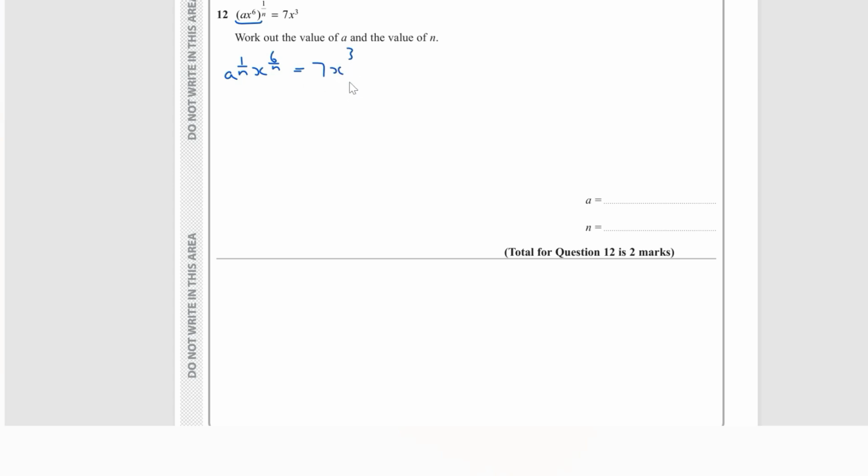Now these two equal each other, which means that a to the power of 1 over n equals 7, as this is the number in front of x. And it also means that x to the power of 6 over n equals x to the power of 3. We can see that with the same base number, 6 over n equals 3. Therefore, if we rearrange it, 6 divided by 3 equals n. n is 2.